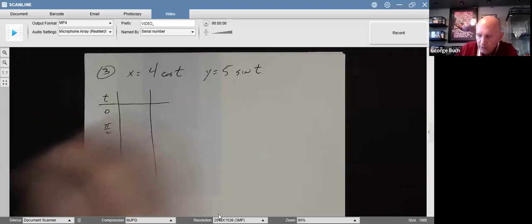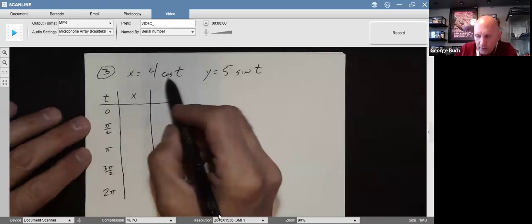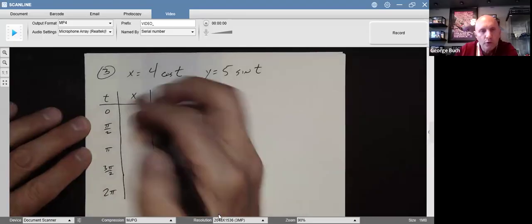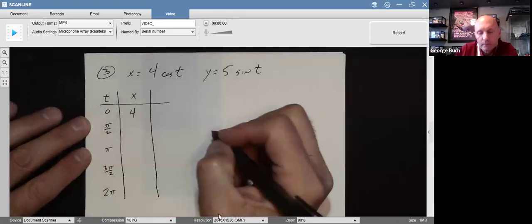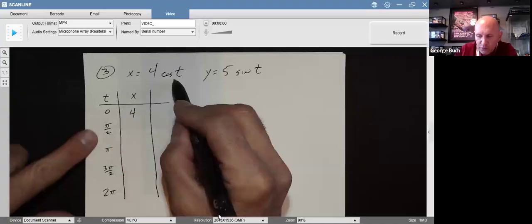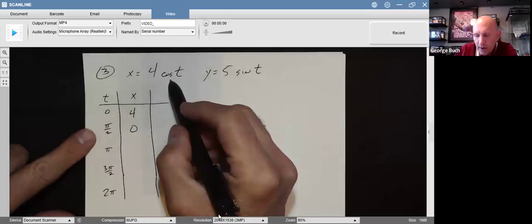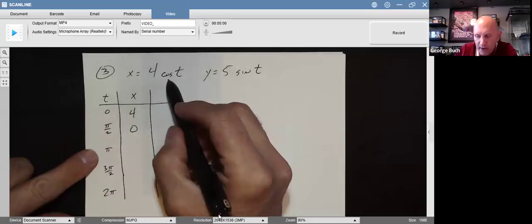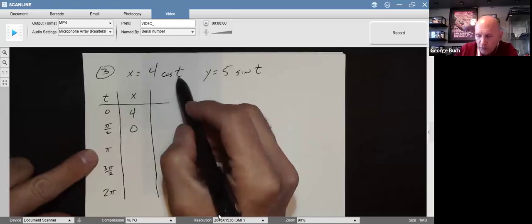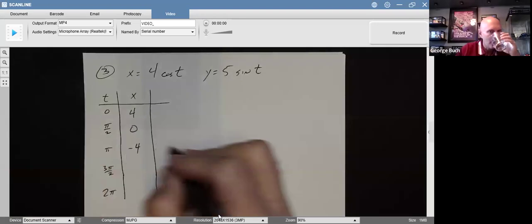So if I do x first, cosine of 0, that's 1 times 4 is 4. Plug in pi over 2. Cosine of pi over 2 is 0. 4 times 0 is 0. Plug in pi. Cosine of pi is -1. 4 times -1 is -4.